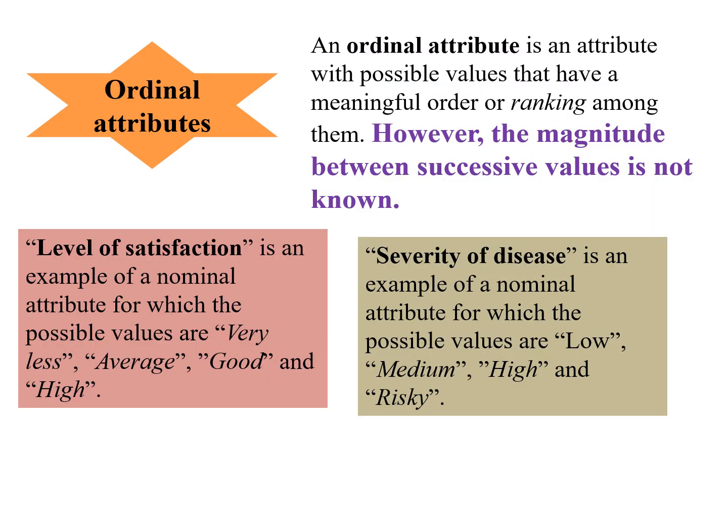Ordinal attributes. An ordinal attribute has an ordering or ranking among the names. However, the magnitude between the successive values cannot be computed; you cannot compute a difference between the adjacent names. Like, level of satisfaction could be assigned the values very less, average, good, and high, and we could easily realize that there is a kind of ranking, increasing order of satisfaction from very less to high. However, the difference between very less to average cannot be computed. Similarly, average to good or good to high.